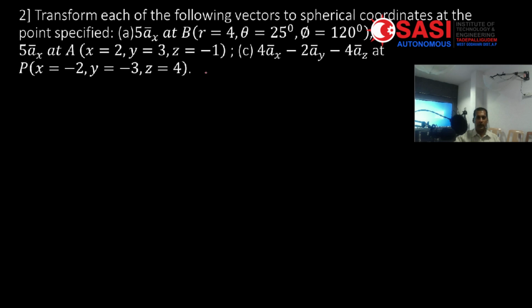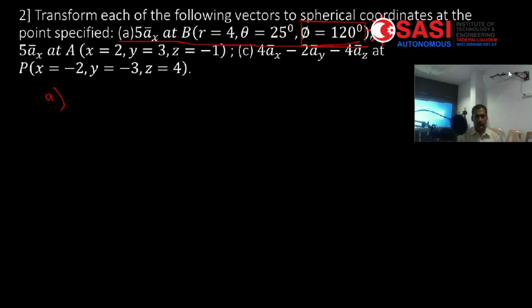Now let us consider one example. Transform each of the following vectors to spherical coordinates at the point specified. The first one is phi AX cap at B, with r equal to 4, theta equal to 25 degrees and phi equal to 120 degrees. How do we differentiate between cylindrical and spherical? In cylindrical we don't have phi; in place of phi there will be z. Now we'll solve one by one. First let us consider example A.